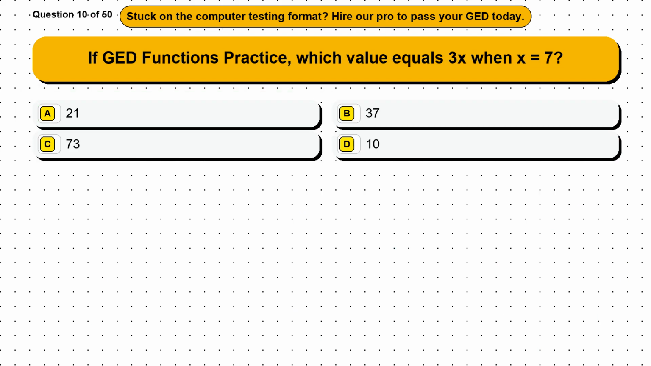Question 10. If GED functions practice, which value equals 3x when x equals 7? Option A 21. Option B 37. Option C 73. Option D 10.